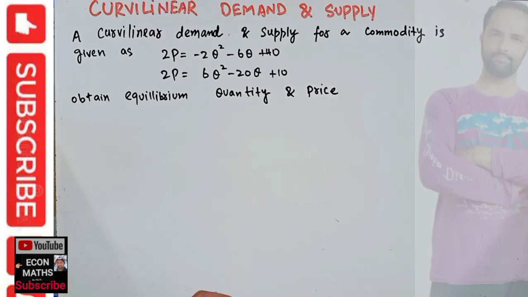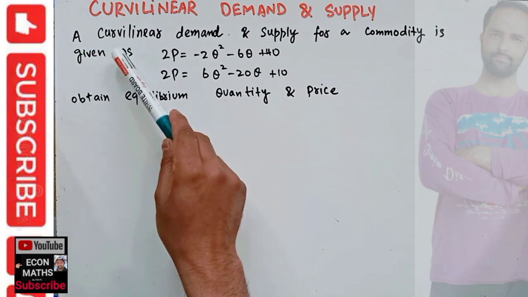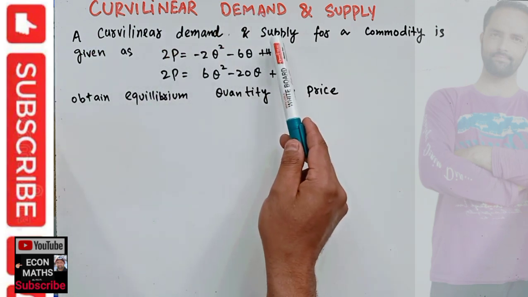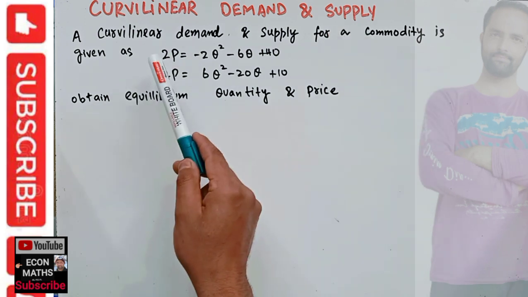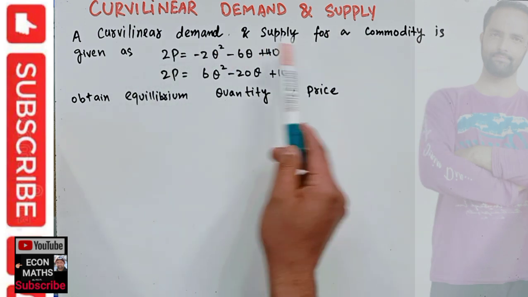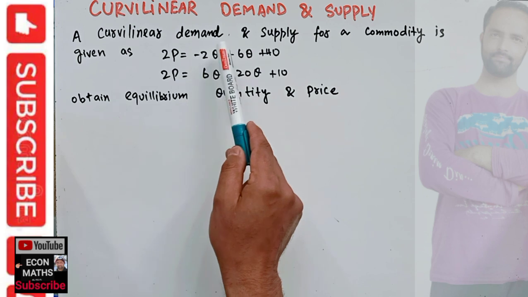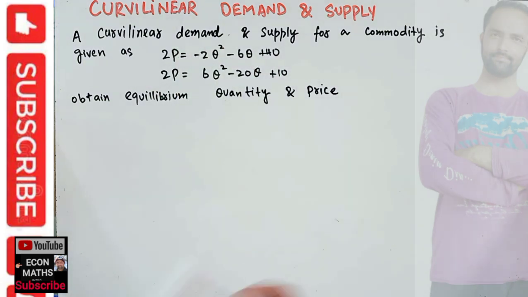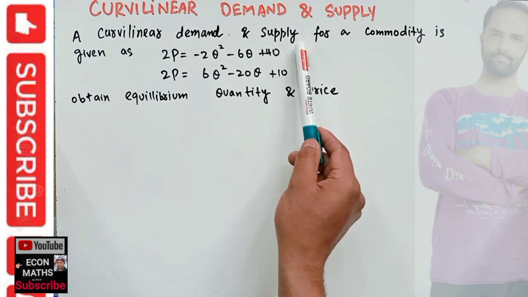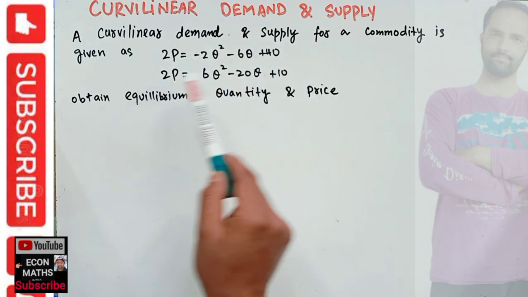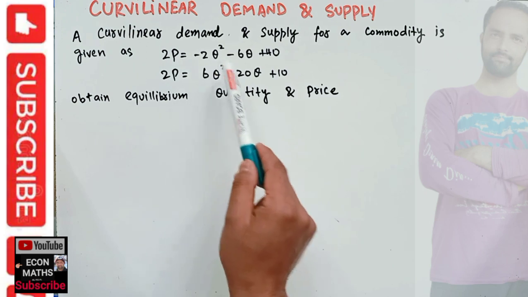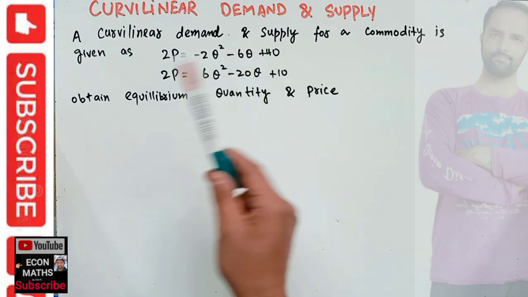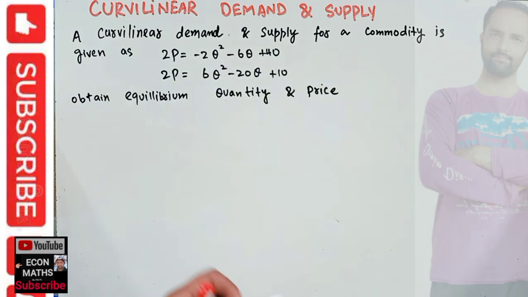In this video, we will learn how to solve curvilinear demand and supply functions for equilibrium quantity and price. The question is, a curvilinear demand and supply for a commodity is being given. This is the demand function for the good, that is 2p = -2q² - 6q + 40. P is the price and q is the quantity of the good. Supply function is also given as 2p = 6q² - 20q + 10. We need to find out the equilibrium quantity and price.